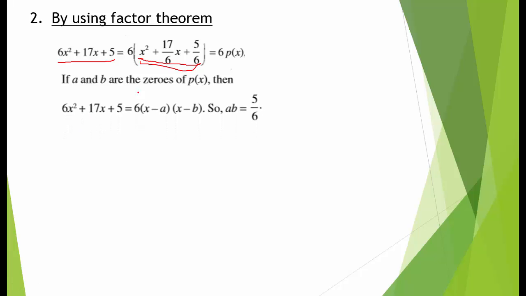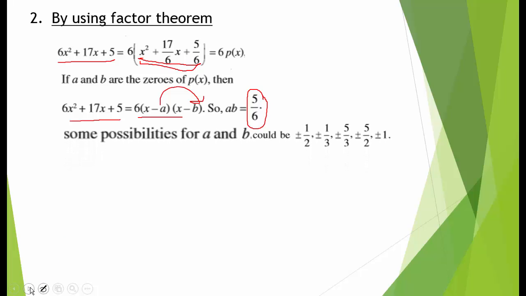If a and b are the zeros, then we can write this as 6 into (x minus a) and (x minus b). Now comparing, if we multiply this with this, you will find that ab equals 5 by 6. Now find the factors of ab, that is 5 by 6. So factors are 1 by 2, 1 by 3, 5 by 3, 5 by 2 and 1. Of course plus minus both. These are the possible values of a and b.